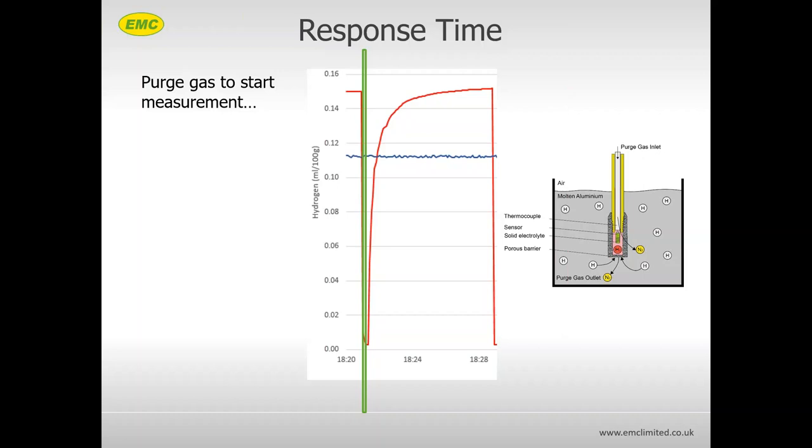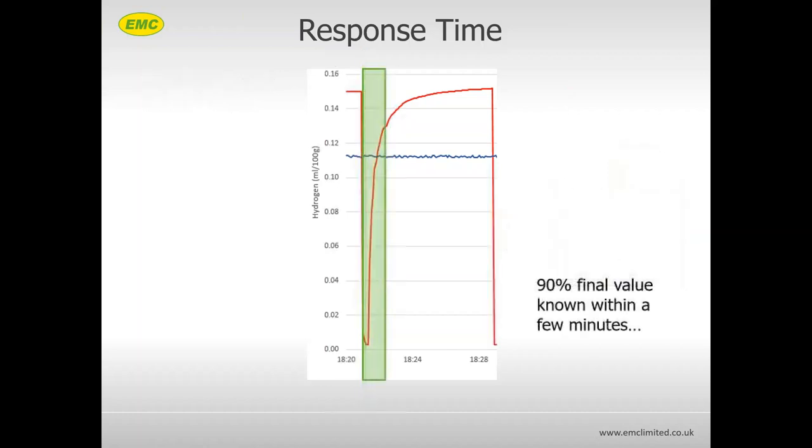Progress of this diffusion is shown by the green shaded area. So at the start of the measurement, you see the inert gas purge where the hydrogen in red comes down to zero. The purge is then turned off and hydrogen starts to diffuse into the measurement cavity. See the hydrogen starting to rise there. As it diffuses, hydrogen in the cavity starts to build.